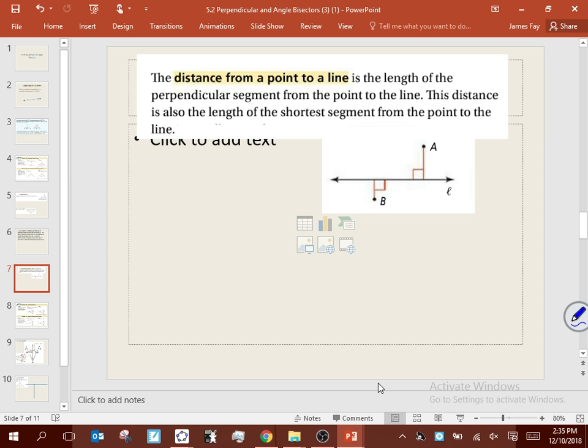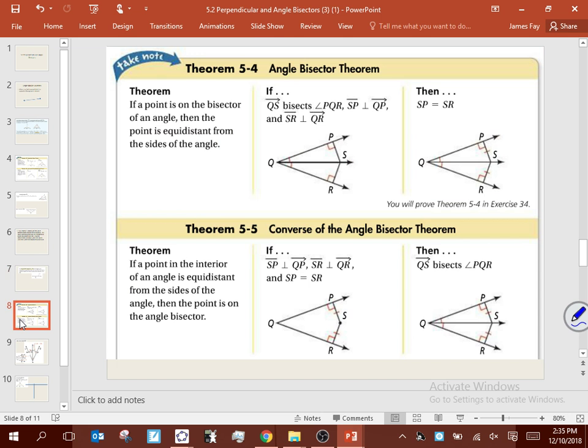Now, the reason we talk about that is because it is the key concept in that theorem right there. Okay, without having that last statement, we can't understand this one.